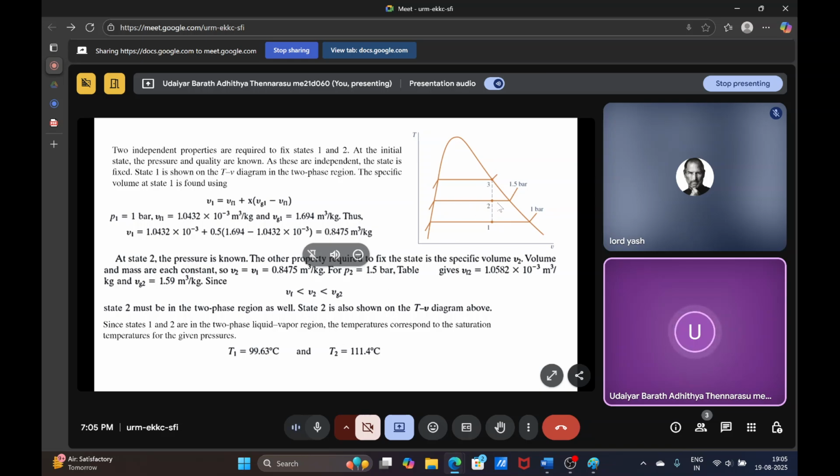Corresponding to this pressure, the saturation temperature from the same table will be the temperature at state 2, that is 111.4 degrees Celsius. We can estimate x also using the same expression. The only unknown will be x: V1 is 0.8475, and Vf and Vg we know for state 2. Substituting that, we can find x, which gives the vapor fraction at state 2.